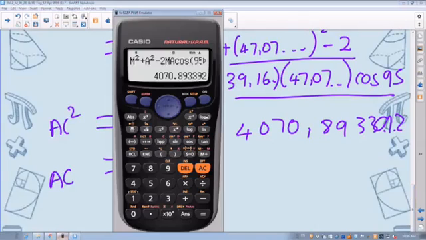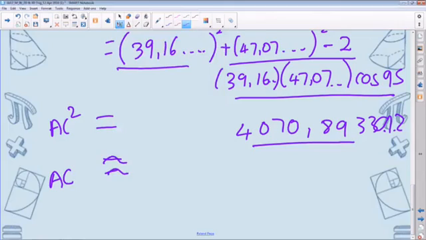So I need to take the square root of this 4,070 in order to get AC. So I say square root of that answer. And my answer is 63.8. But they said to the nearest meter. The nearest meter to 63.8, we round up, so it would be 64 meters.